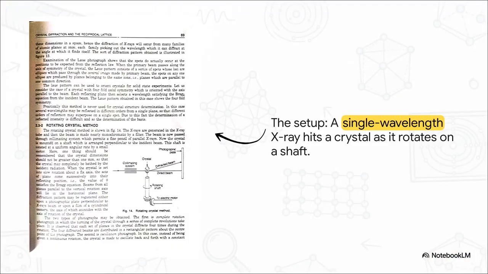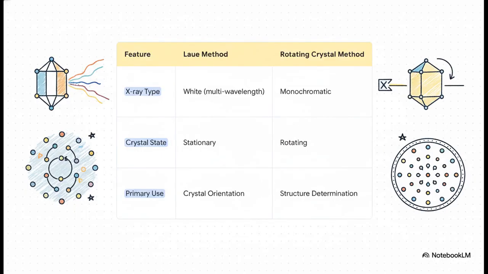Now, with this method, we change two very important things. First, we use what's called a monochromatic X-ray beam, which just means it has only one wavelength. And second, instead of holding the crystal still, we spin it. We rotate it at a constant speed. This little chart here just sums up the difference perfectly. The Laue method, right? Lots of wavelengths, stationary crystal, and its main job is just finding orientation.